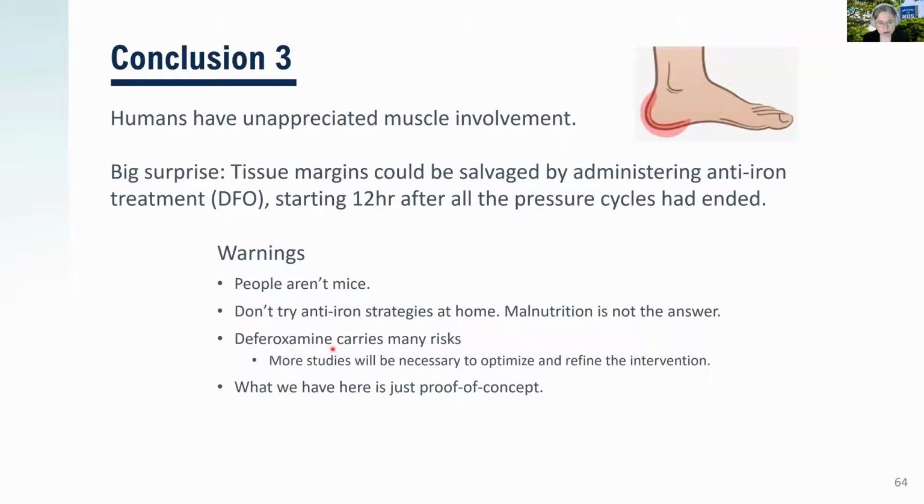The drug we used, deferoxamine, carries a lot of risks. It's an inexpensive generic that we could get going for a proof of concept. And what we have here is proof of concept. Taking proof of concept into clinical translation is going to require optimizing and refining the intervention. And I suspect that we're going to need to keep testing different active ingredients now that we know what the measure of success would be.